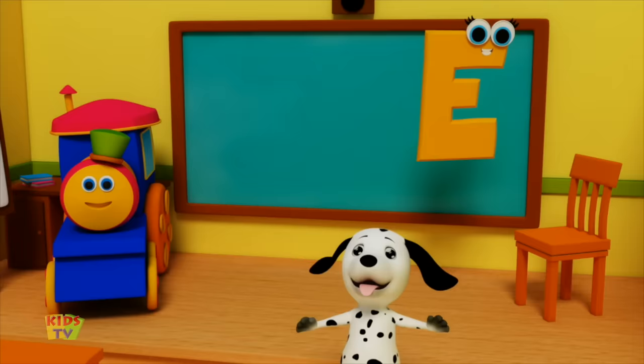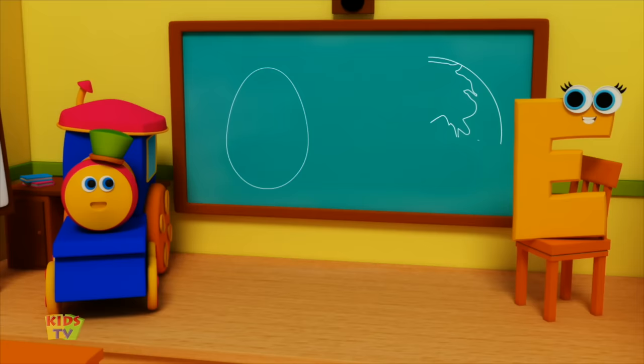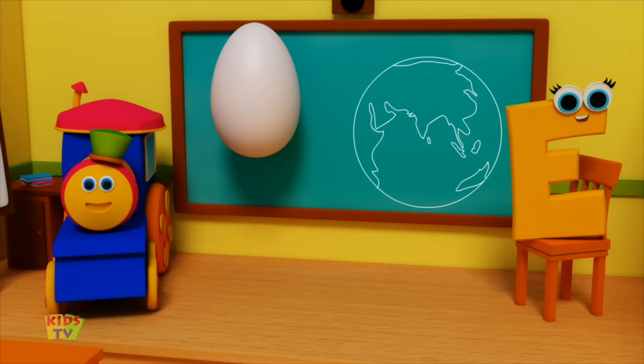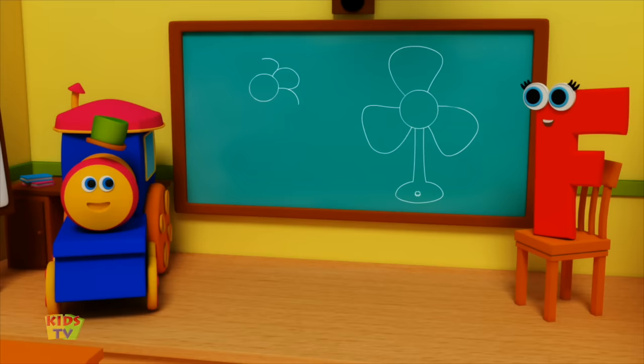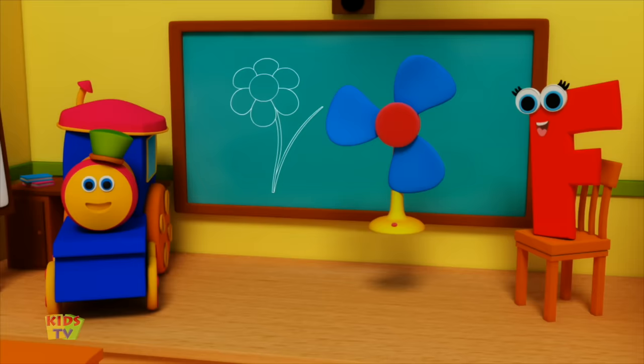E is for eggs. Eh, eh, eggs. E is for earth. Eh, eh, earth. E is for eggs. E is for earth. F is for fan. F, f, fan. F is for flower. F, f, flower. F is for f, f, f, f, fan. F is for f, f, f, f, flower.